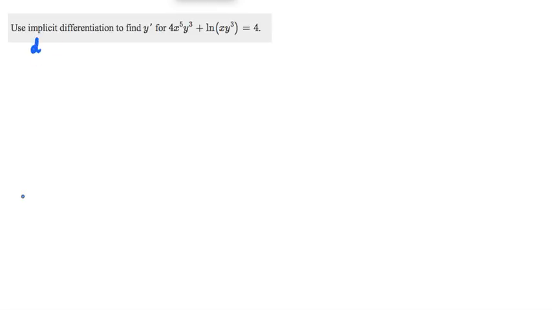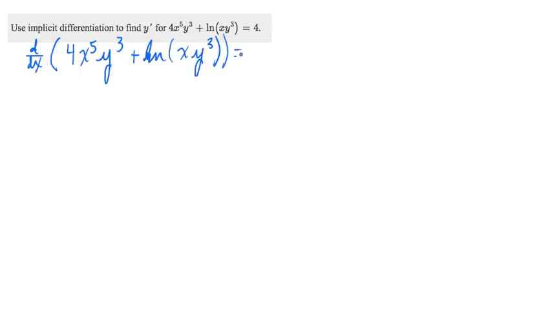And that is where you take the derivative of both sides instead of first solving for y and then taking the derivative. So we have the derivative of the whole left side, that's a natural log, equals the derivative of the right side, the derivative of 4. So on the left, for the first term, the derivative of 4x to the 5th times y cubed, there is a product between these two variables, so we're going to have to use the product rule to differentiate that.